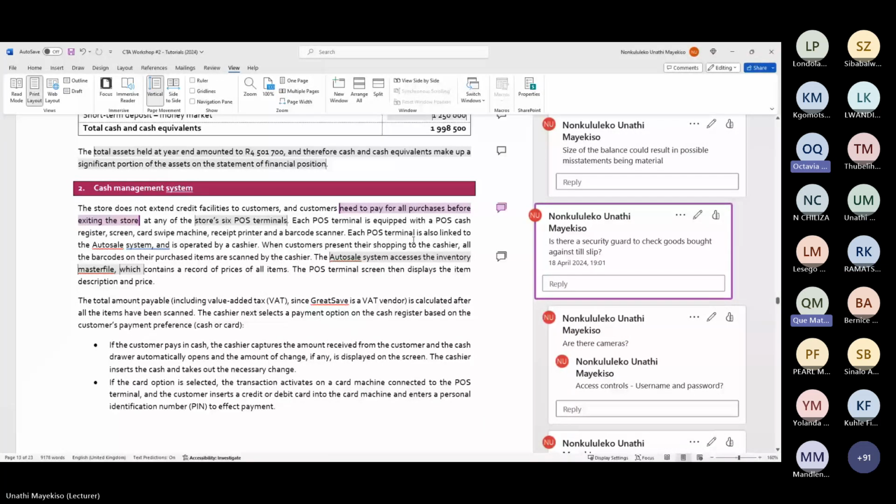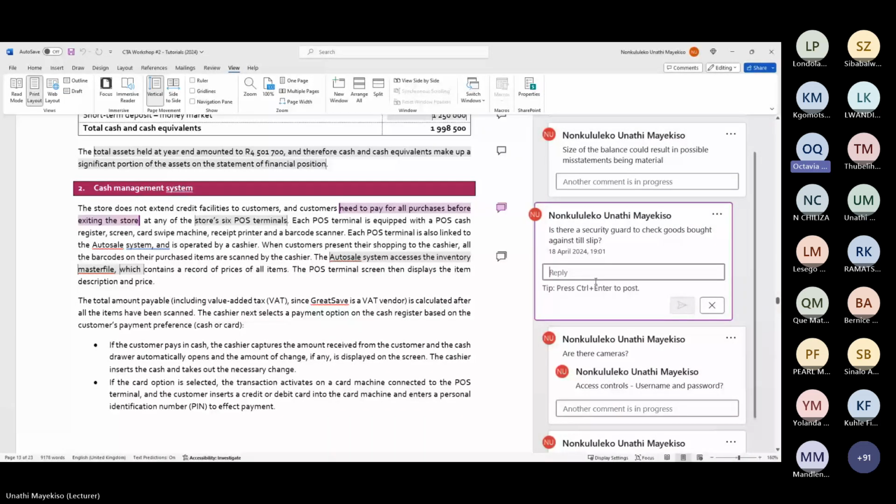Yes, also on the same point that he's just added, you can have those scanners where if an item was not rung up at the till, it beeps at the door. I'm gonna call it a beep beep machine. I don't know what it's called.